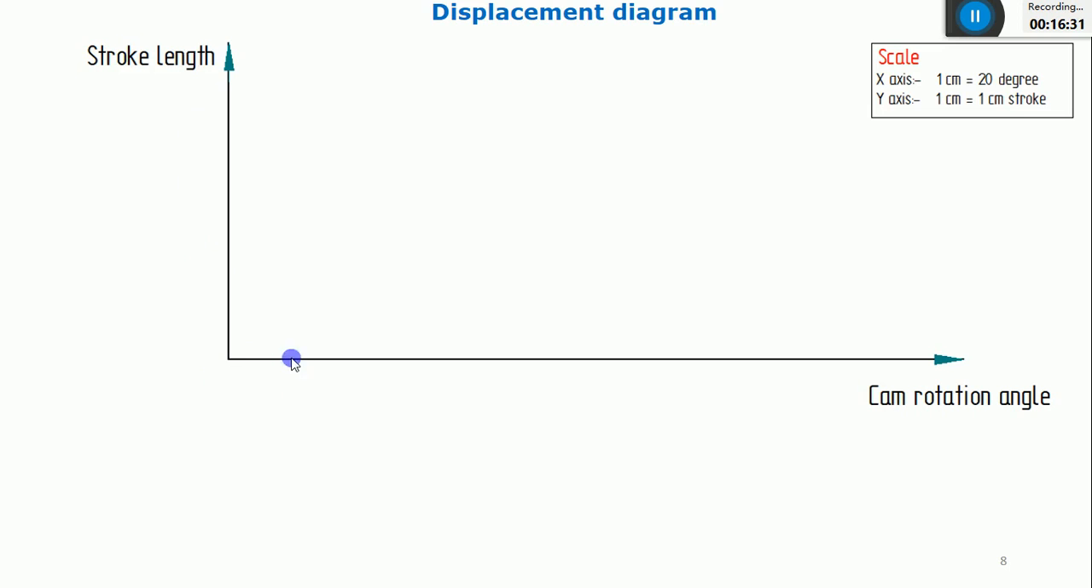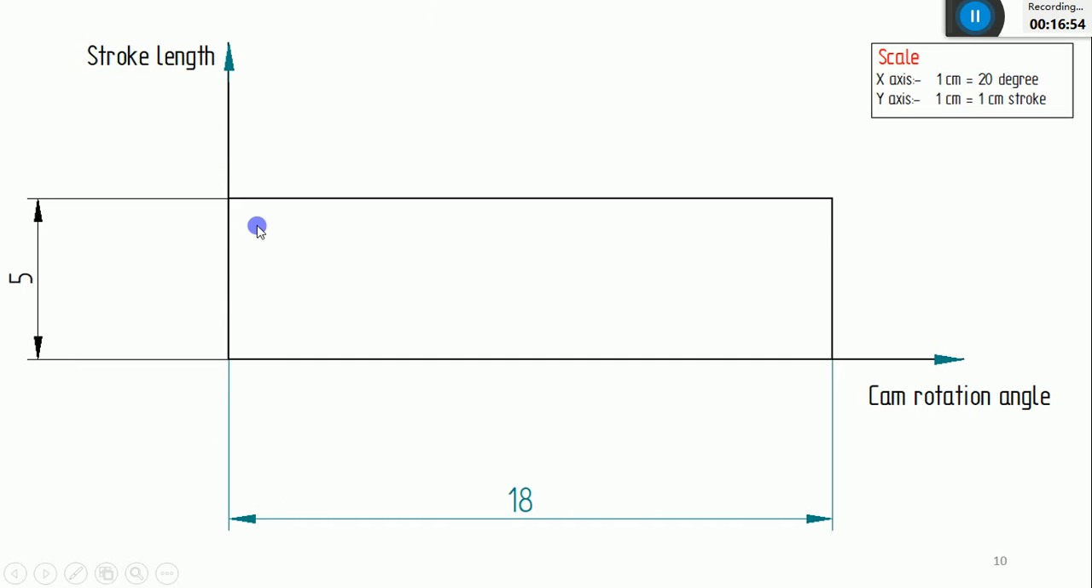And along the x-axis, I'm plotting the cam rotation from 0 to 360. I want total 360, I need to indicate 360. It means 360 by 20, it becomes 18 centimeters. So first I'll indicate 18 centimeters along the x-axis, because in total I want 360. And along the y-axis, what is the stroke length? The maximum is 50 mm, it means 5 centimeters. So this is 5 centimeters, right?